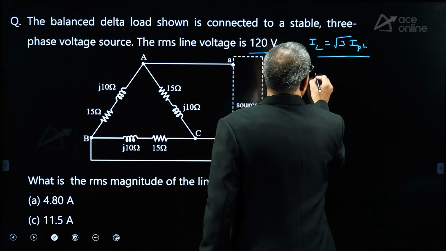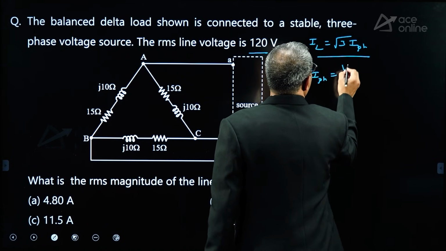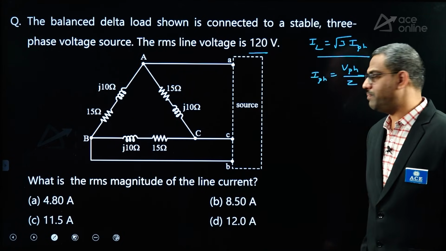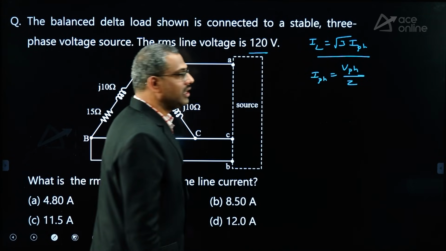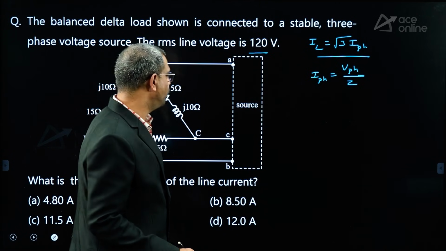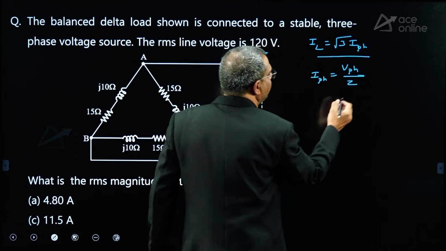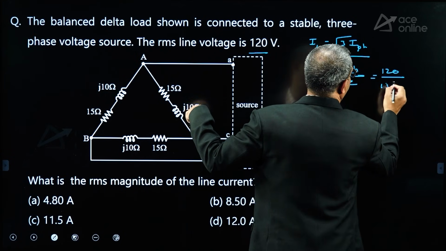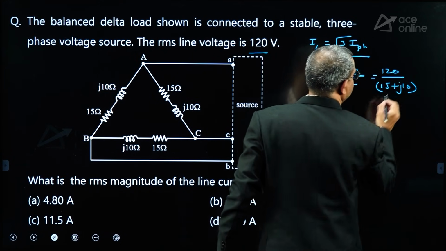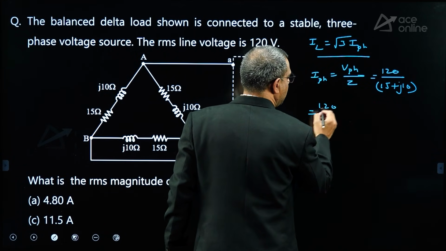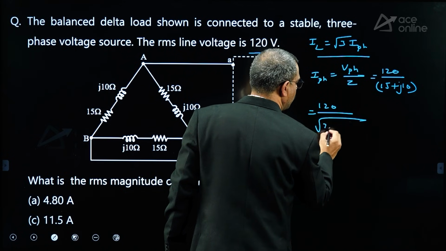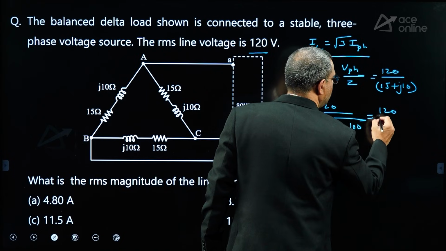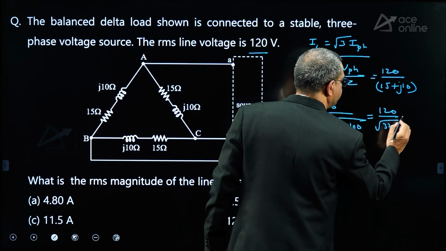But this phase current is nothing but phase voltage by impedance. Now if you observe, in delta the line voltage itself is the phase voltage. So the line voltage is 120. The impedance per phase is 15 plus j10. That is nothing but 120 by the impedance magnitude: 15 squared is 225, plus 10 squared is 100. So √325, 120 by √325.